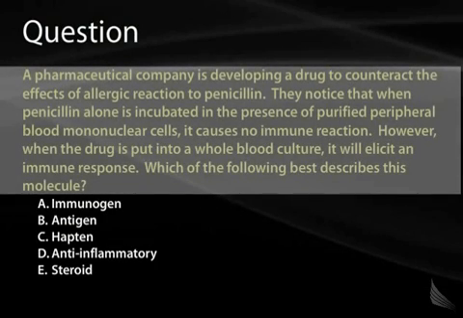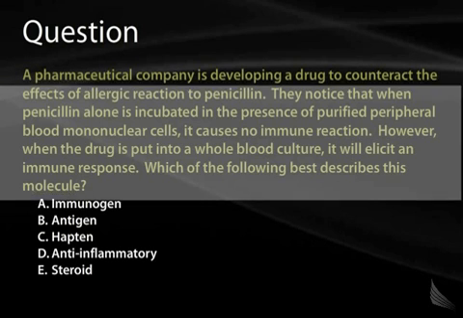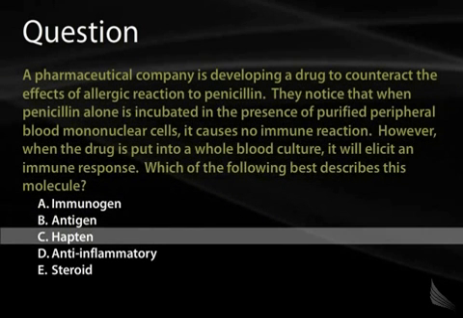A pharmaceutical company is developing a drug to counteract the effects of allergic reaction to penicillin. They notice that when penicillin alone is incubated in the presence of purified peripheral blood mononuclear cells, it causes no immune reaction. However, when the drug is put into a whole blood culture, it will elicit an immune response. Which of the following best describes this molecule? A, immunogen, B, antigen, C, hapten, D, anti-inflammatory, or E, steroid. The answer here is C, hapten.